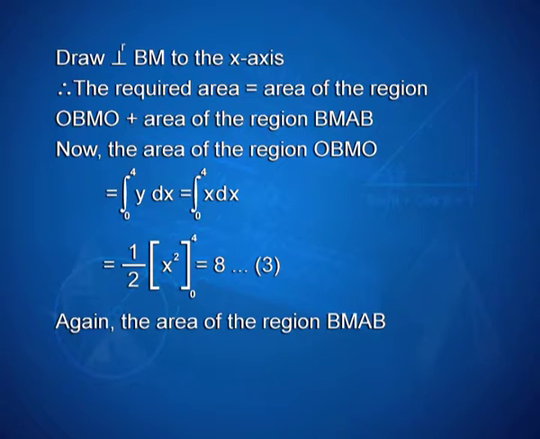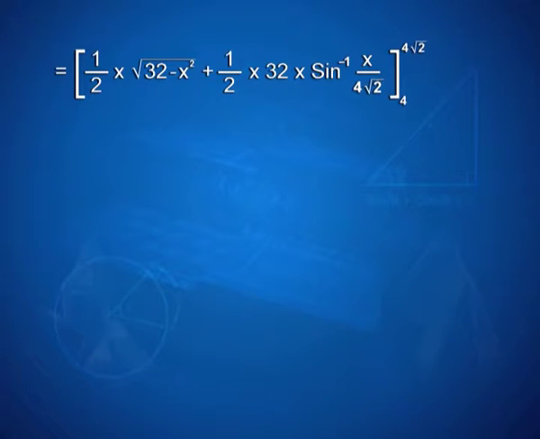Now, again the area of the region BMAB is equal to the integral from 4 to 4 root 2 of y dx, which is equal to the integral from 4 to 4 root 2 of square root of 32 minus x squared dx, that is equal to 1/2 x square root of 32 minus x squared plus 1/2 into 32 into sine inverse x upon 4 root 2, with limits 4 and 4 root 2.